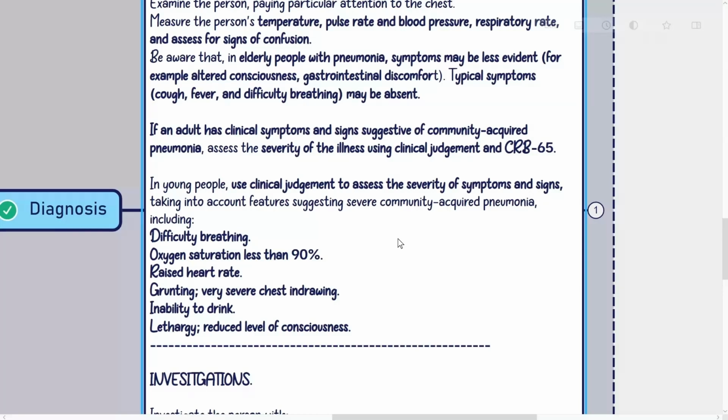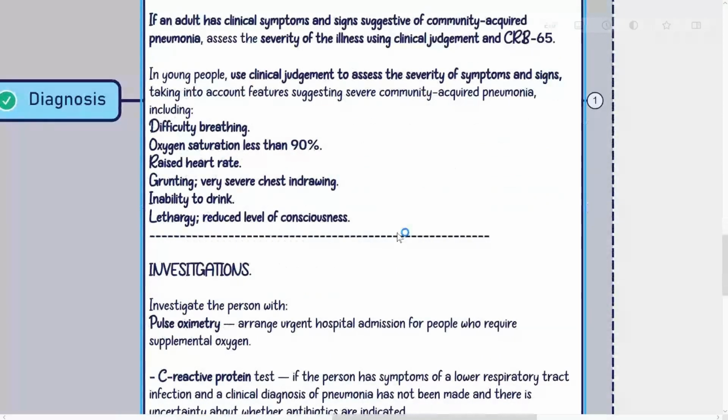If an adult has clinical symptoms and signs suggestive of community-acquired pneumonia, assess the severity of the illness using clinical judgment and CRB-65. In young people, use clinical judgment to assess the severity of symptoms and signs, taking into account features suggesting severe community-acquired pneumonia, including difficulty breathing, oxygen saturation less than 90%, raised heart rate, grunting, very severe chest indrawing, inability to drink, lethargy, reduced level of consciousness.